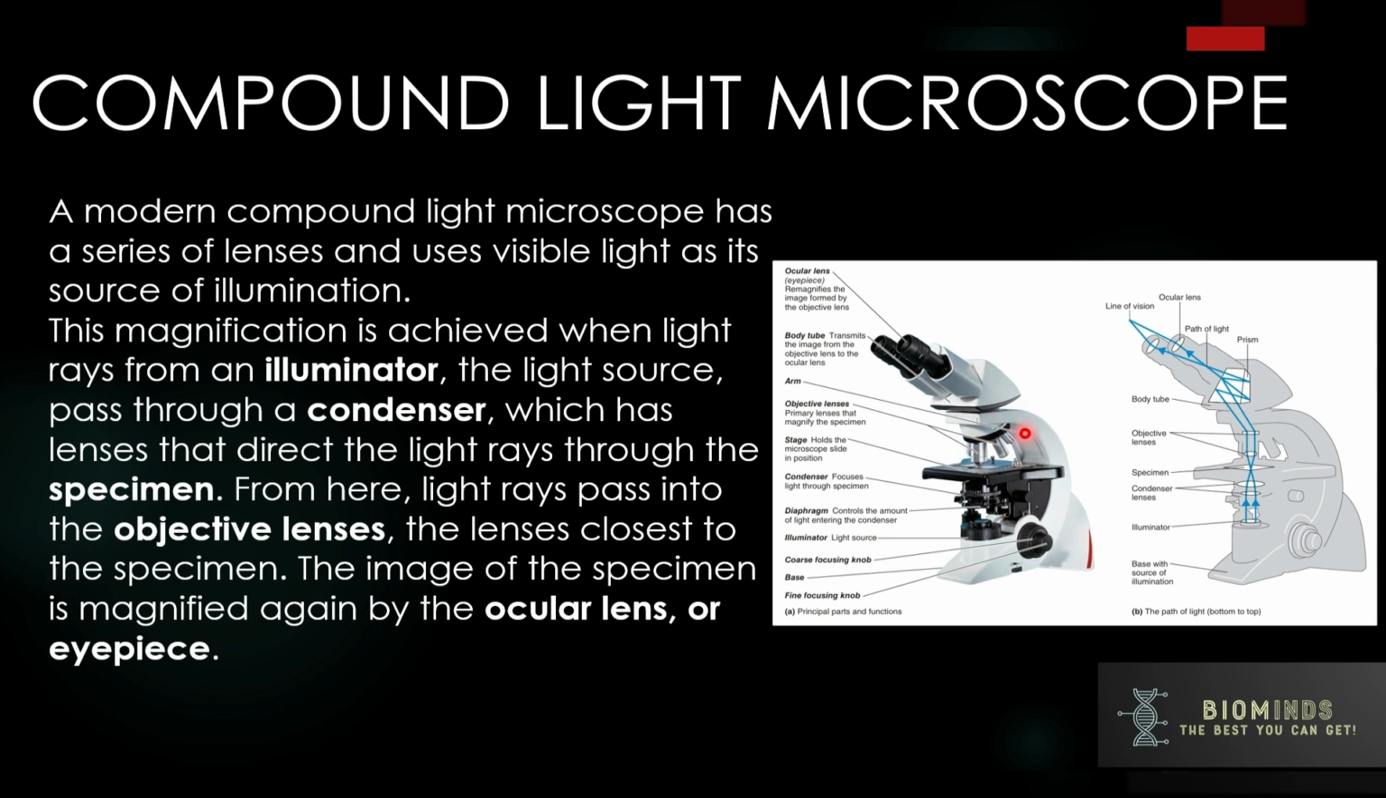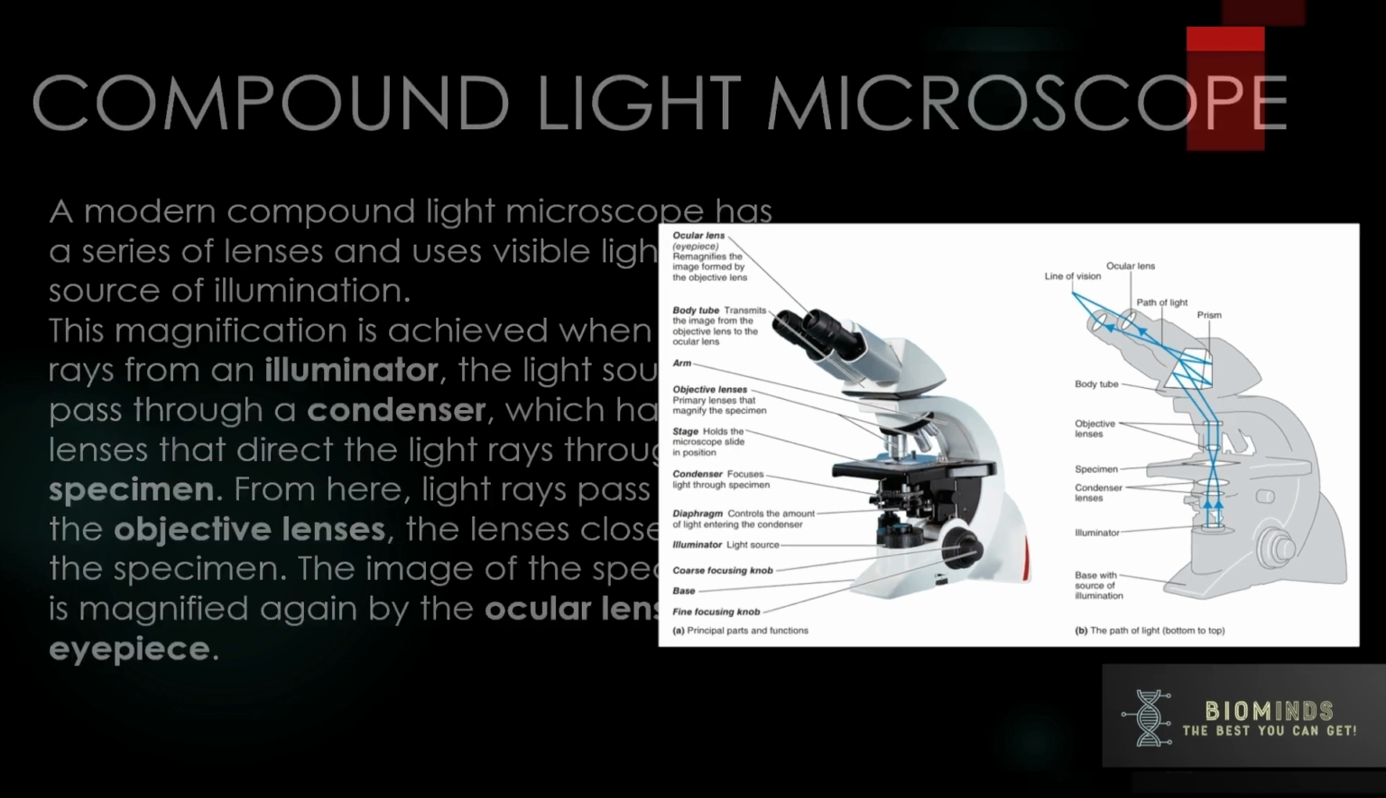This is the arm. The arm is used to hold the microscope. Next is another important part, the ocular lens, which is here. From here we can observe; it is also known as the eyepiece, from where we observe the specimen. So these are the basic parts of the compound light microscope.